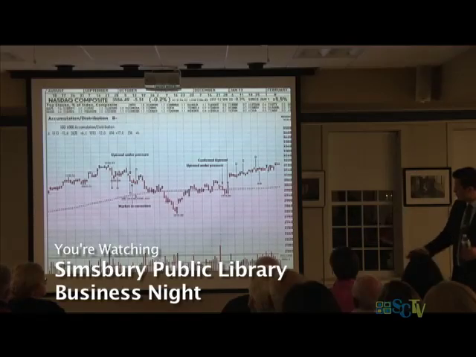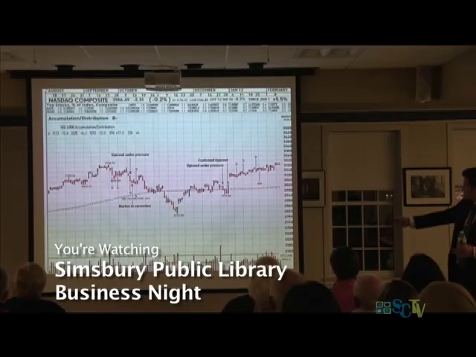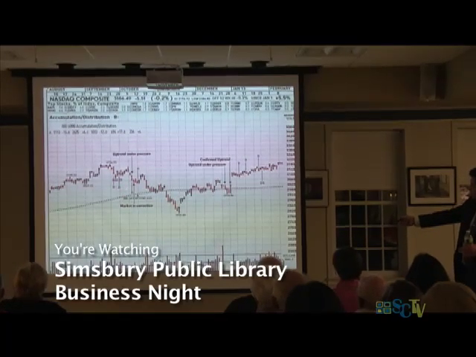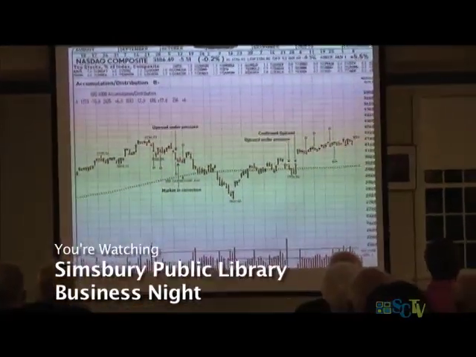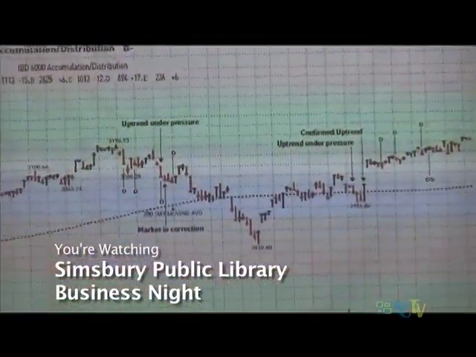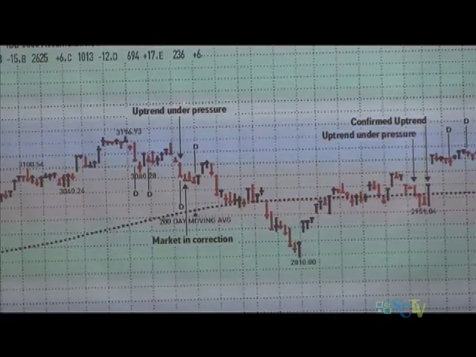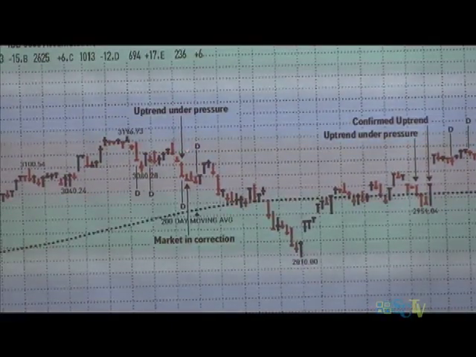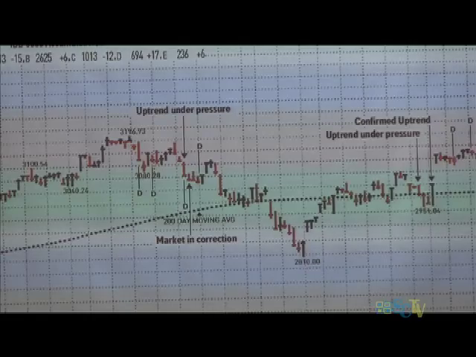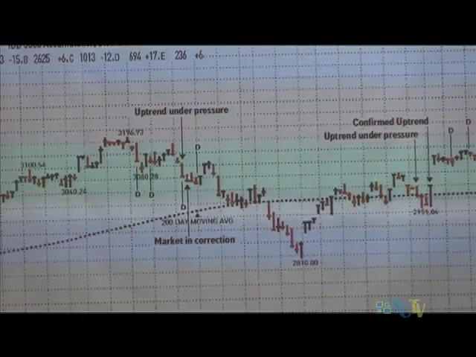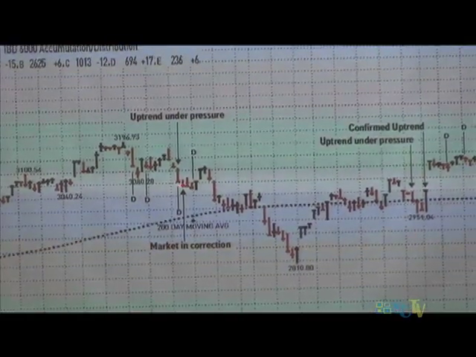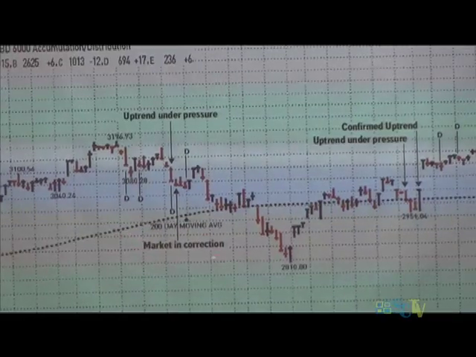And then what happens? Well, we start to get distribution, right? We start to get distribution. You see these Ds right here? They're pointing to distribution days. We start getting a clustering of distribution, and on October 9th, we come under pressure, okay? The very next day, we have another distribution day, and the market is now in a correction.